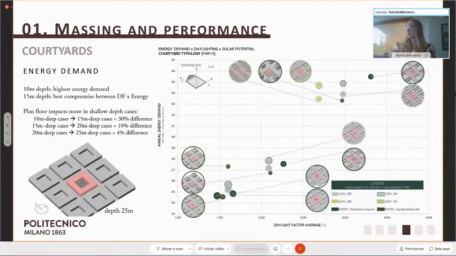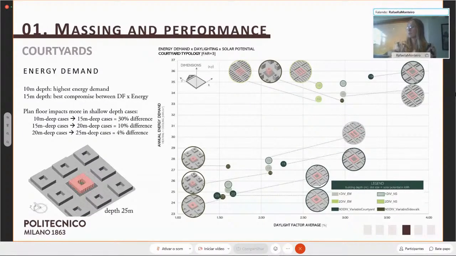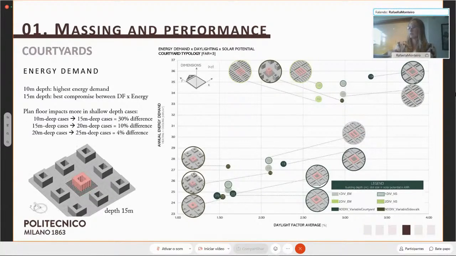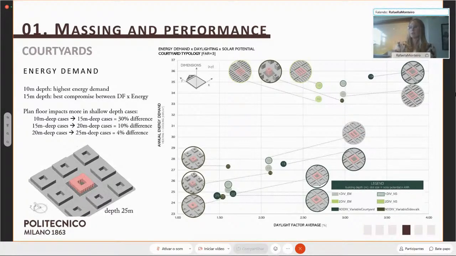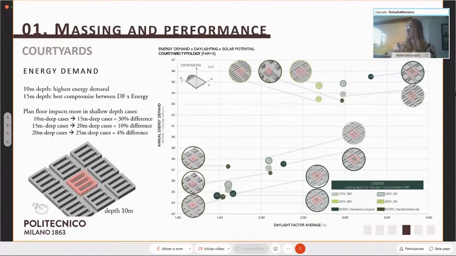For the energy demand, we can see that the 10 meter ones are the worst performing, but there's a big step to the 15 meter ones, which is a 30% difference in energy. And this step decreases as it goes from 15 to 20, having only a 10% difference. And then from 20 to 25 meter deep cases, only a 4% difference, which is basically negligible.